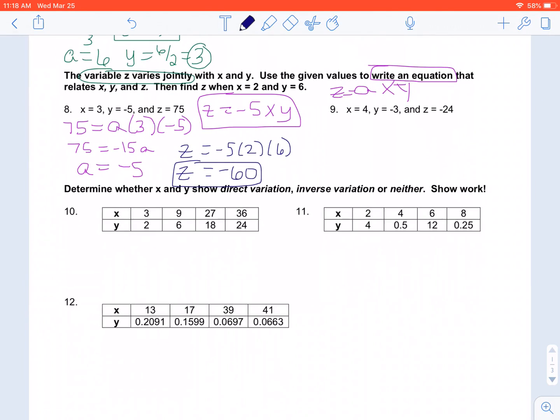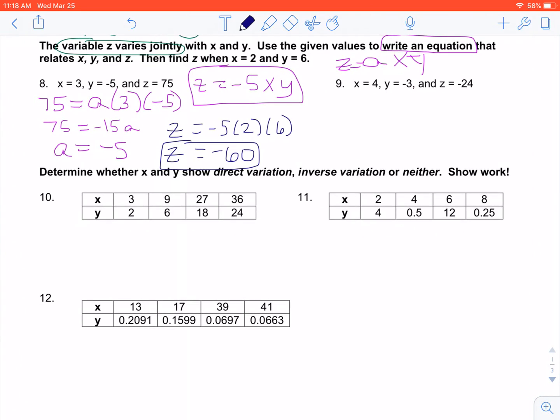For the next three problems, it wants us to determine whether the chart shows a direct variation, again, y equals a times x, an inverse variation, y equals a divided by x, or neither. And an easy way to determine if it's an inverse variation or a direct variation is just to plug the ordered pairs into one of those equations and see if it matches it.